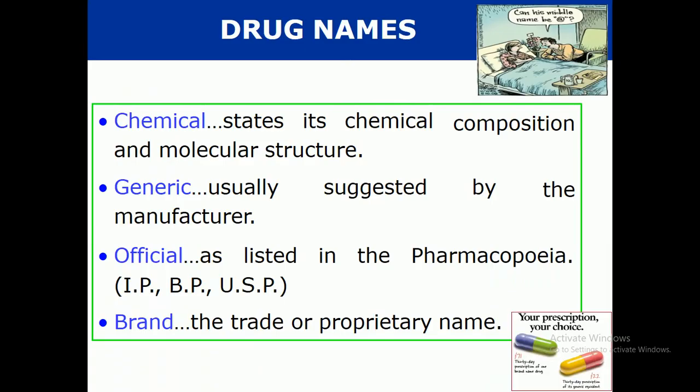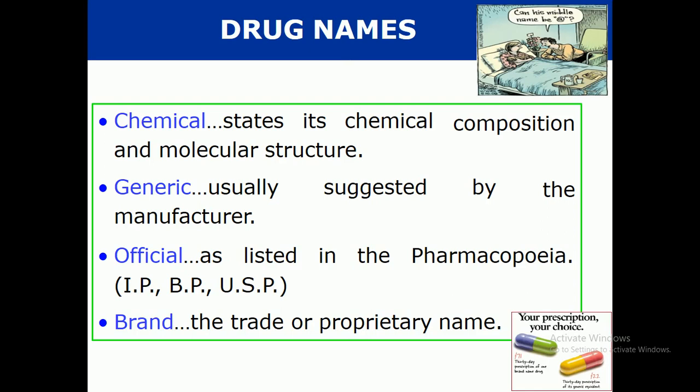Now come to the drug names. These are the different names of the drugs. One is the chemical name, which is given to a drug according to its chemical composition and molecular structure. The second one is the generic name, which is usually suggested by the manufacturer. One is the proprietary name and one is the non-proprietary name. The brand name or market name is called the proprietary name, while the generic name is called the non-proprietary name.